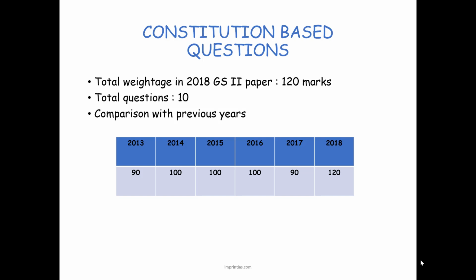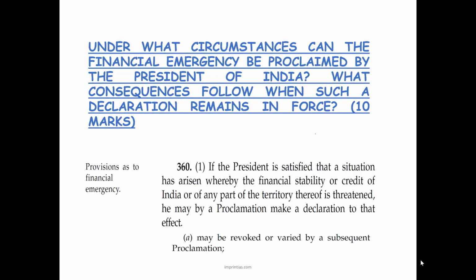Just to have an idea before we start, let's look at the total weightage of constitution-based questions, and it was 120 marks. The total questions were 10, which was a lot more than previous years. So 120 marks is a lot, right? In a paper of 250 marks, nearly 50%. So this is a question which came, and this can be categorized as a factual question, right?